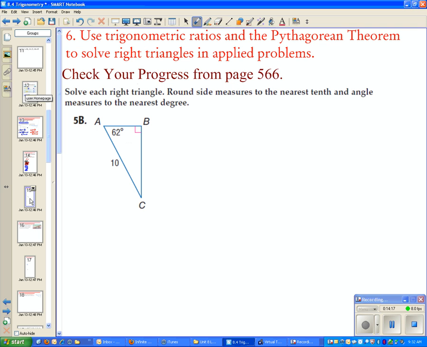All right, let's do another one, 5B. All right, we're supposed to solve the triangle again. Well, look, it starts off easy. I know what angle C equals. Do you? What's the measure of angle C equal? Okay, because it's 90 minus 62. So, angles are done. Now we need to get sides.